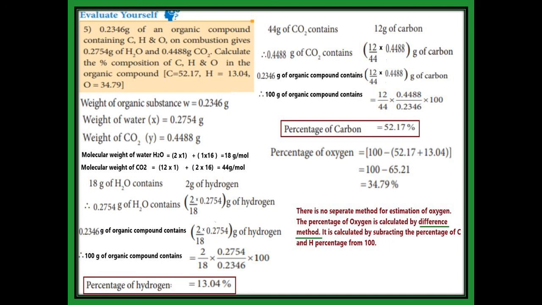So subtracting from 100 gives the remaining amount, which is the percentage of oxygen. To estimate oxygen, there is no separate test. We only find the percentage of oxygen by the difference method. What is the difference method? It is calculated by subtracting the percentage of carbon and hydrogen from 100. That is called the difference method.